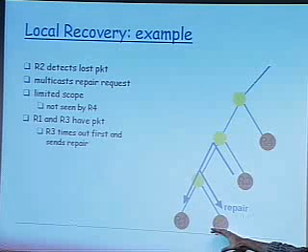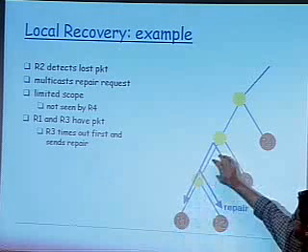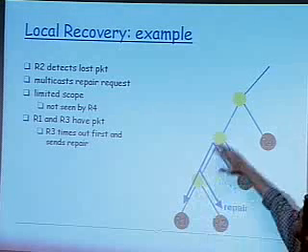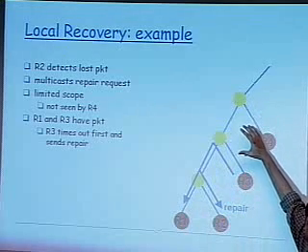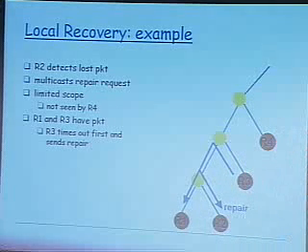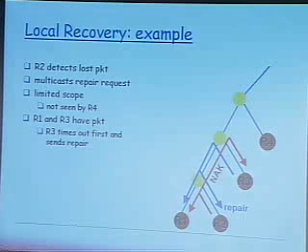The NAC request is sent on a limited scope. So you're only asking your neighbors R1 and R3. You don't send this NAC request all the way up to either R4 or to the sender. This NAC request is heard only by R1 and R3. They start their individual timers. When one of them times out, one of them expires, it will send out the repair packet.